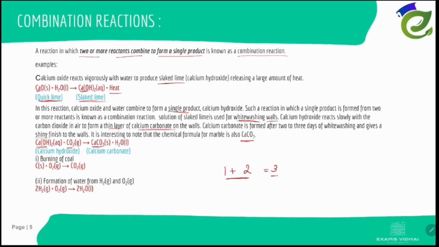Another example of a combination reaction is the burning of coal. Coal is carbon. Carbon on reacting with oxygen produces CO2. Two reactants combine to form a single product. Therefore, this is a combination reaction. And H2 reacts with O2 to produce water. This is also a combination reaction.